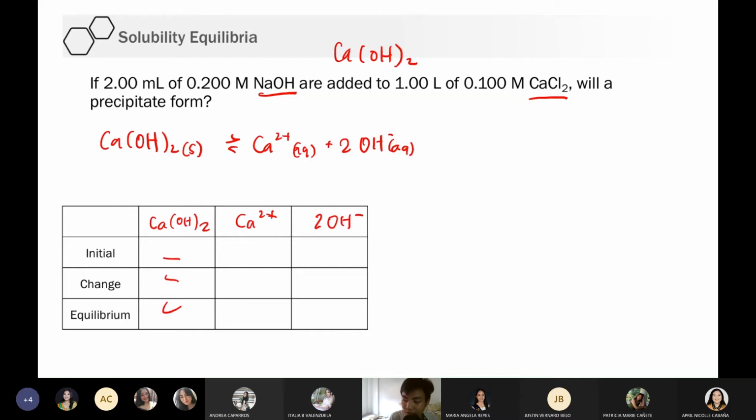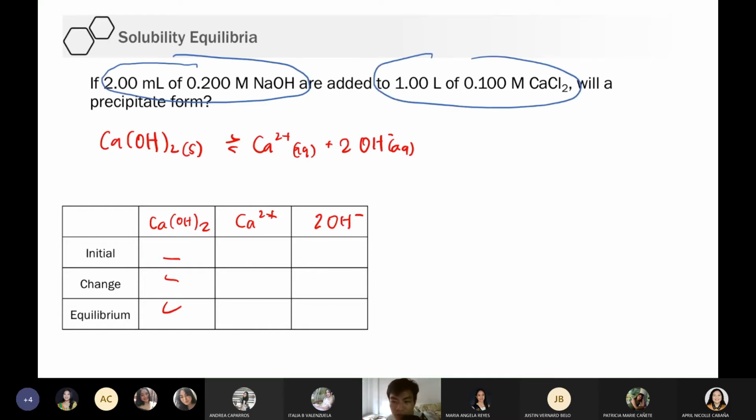Okay, basahin uli natin yung problem. Ano ginawa dito? We mix two solutions. We have a solution of this one and a solution of this one. So, ano nangyayari kapag pinaghalo mo yung solution mo? Our ions become diluted, no? So, nag-undergo sila ng dilution process.